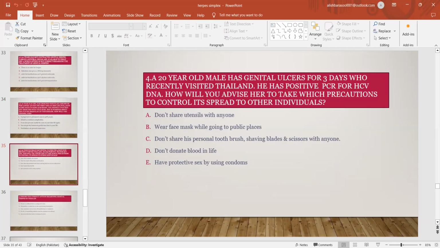A 20-year-old male has genital ulcers for 3 days and recently visited Thailand. He has positive PCR for HSV DNA. How will you advise him, which precautions to take to control its spread to other individuals?